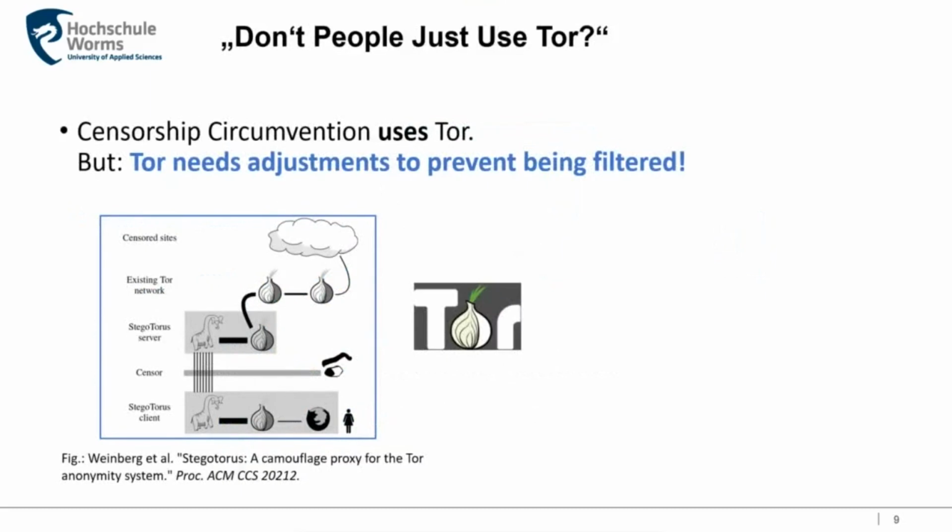So where does this all belong to, and why don't we just use Tor? In fact, Tor is obviously used. Tor is used to circumvent internet censorship and to get our information somehow from A to B. Now, there are tools like StegTorus. I think that was published in CCS last year.